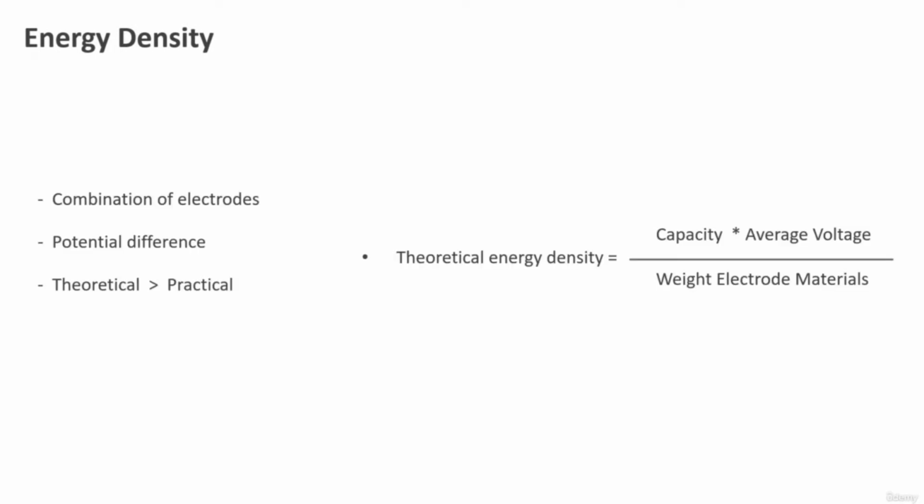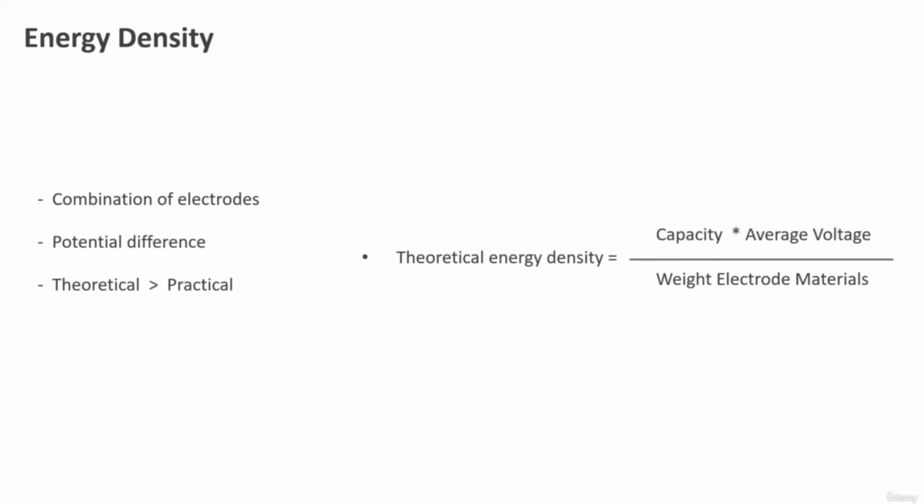Because the anode and cathode generally have a different specific capacity, the masses of the anode and the cathode will be different. Remember that energy density is the capacity times the average voltage. Therefore, the theoretical energy density of the combination of the two electrodes equals the capacity times the average voltage divided by the total mass of the two electrode materials.